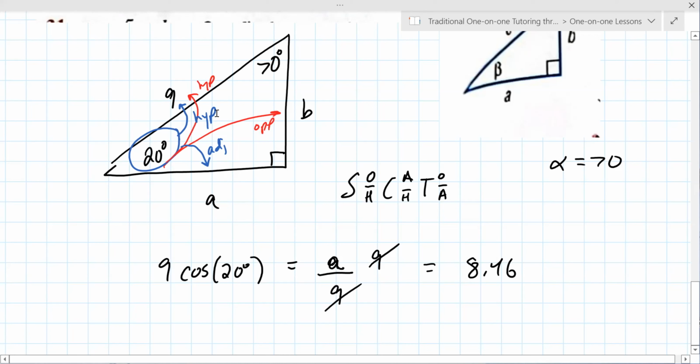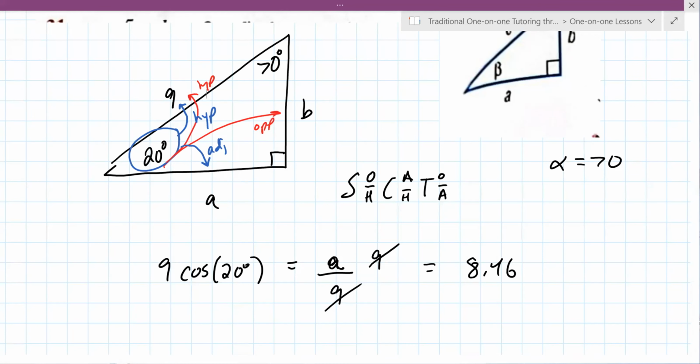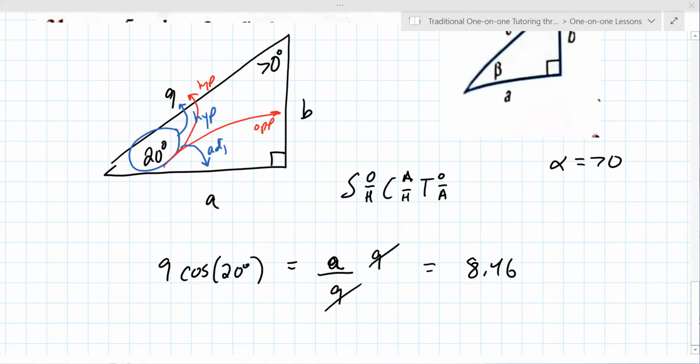And B equals 9 sine 20. 3.08. So you got B as 3.08. Yes. Okay, let me just double check that. Yep, I agree. So not too difficult. You just got to know which to use, sine, cosine, or tangent. That's the key here. That's completely the key to this.